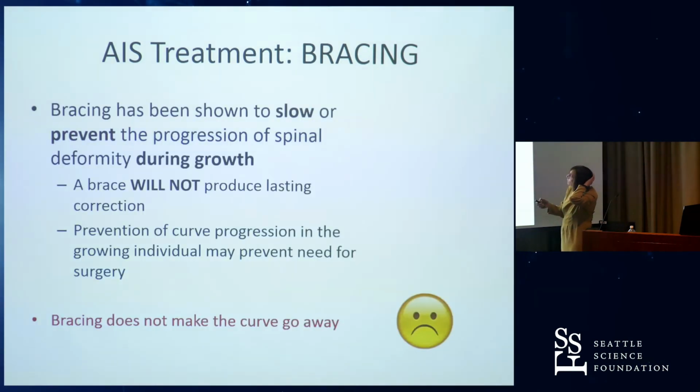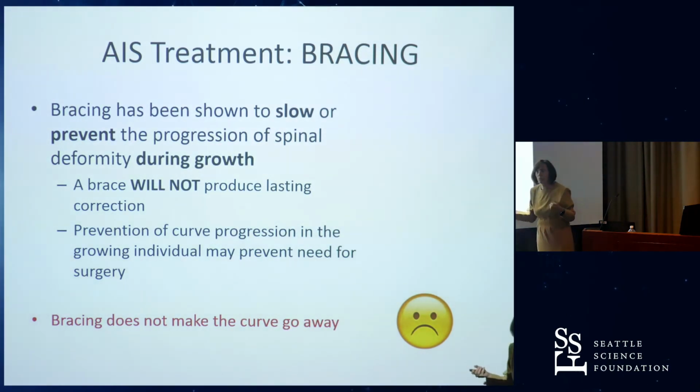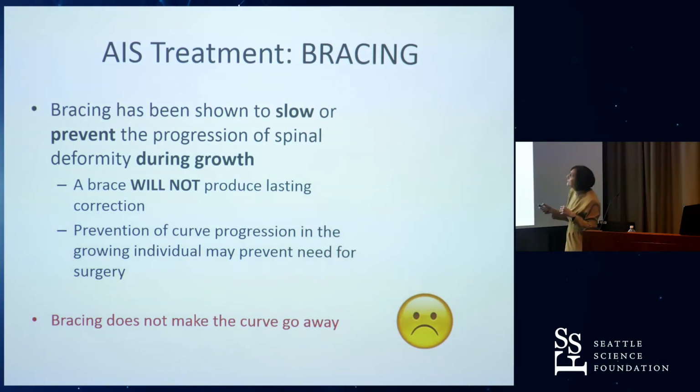So do braces work? So the short answer is yes. But what does a brace working mean? Well, we know that braces have been shown to slow or prevent the progression of spinal deformity during growth. So they really are only able to work during growth.